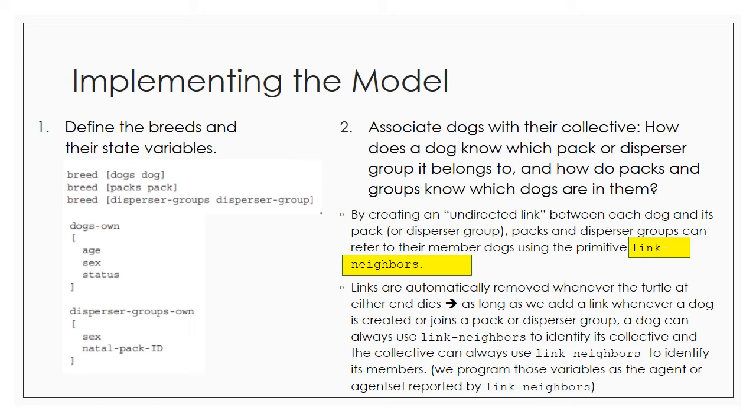So here's the plan. First, we will define the breeds and their state variables. Then we will associate dogs with their collective. We need to solve the question of how a dog knows which pack or disperser group it belongs to, and how packs and groups know which dogs are in them. For that purpose, we will create an undirected link between each dog and its pack with link neighbors. A dog can always use link neighbors to identify its collective, and the collective can always use link neighbors to identify its members. However, link neighbors will disappear if the dog dies.